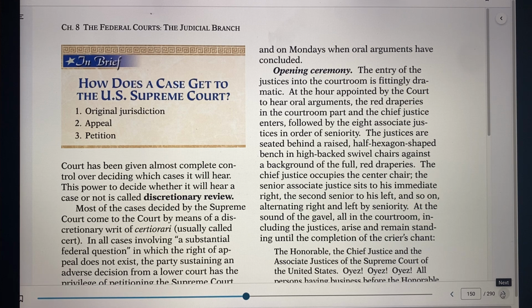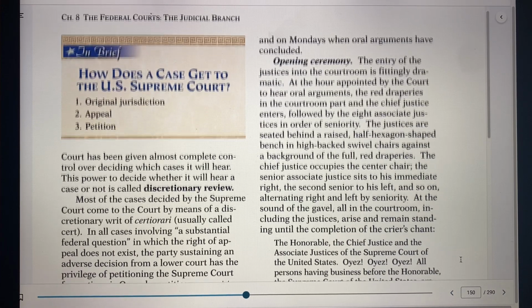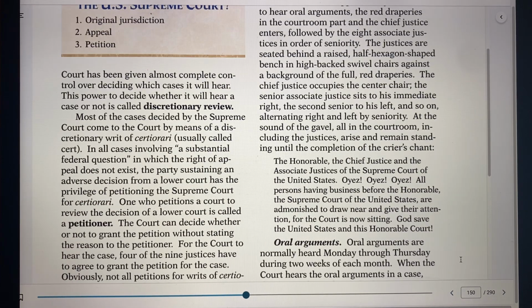Discretionary writ of cert. That's what we're going to call it. So in all these cases involving a substantial federal question in which the right of appeal does not exist, the party sustaining an adverse decision from the lower court has the privilege of petitioning the Supreme Court for certiorari, writ of cert, right? Just think of writ of cert. It's an easy way to remember that.